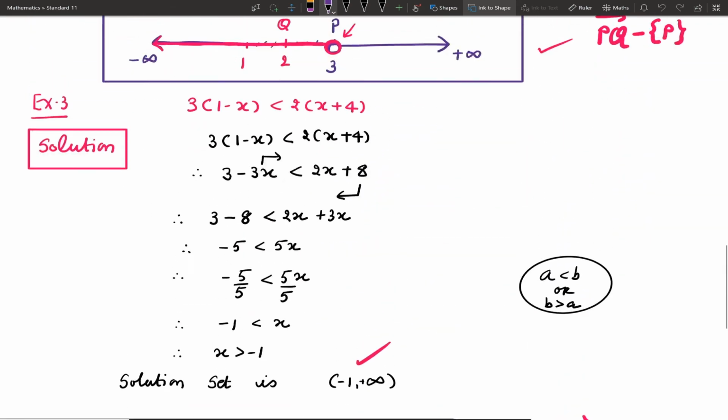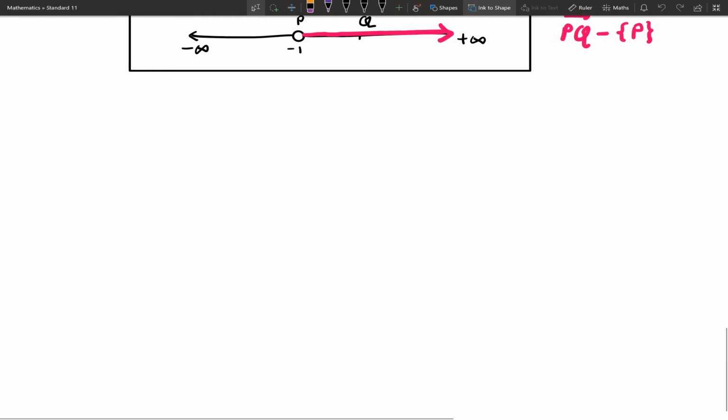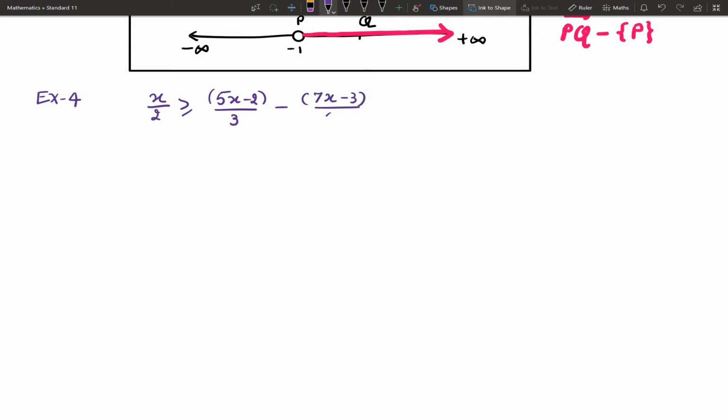Next example, solve x by 3 plus x by 2 greater than or equal to 5x minus 2 upon 3 minus 7x minus 3 upon 5. Solution.